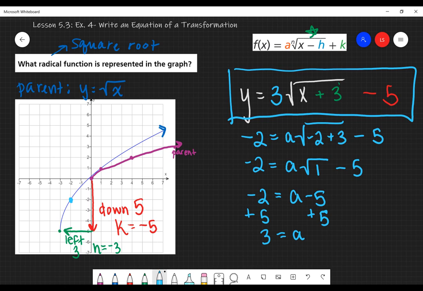Now go ahead and try problem 4a on page 123 in your workbook. We will not be doing problem 4b, so do not worry about it. 4a only.